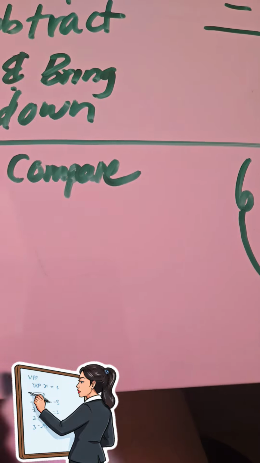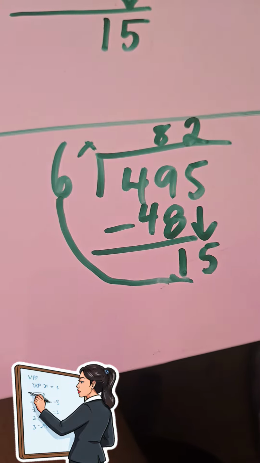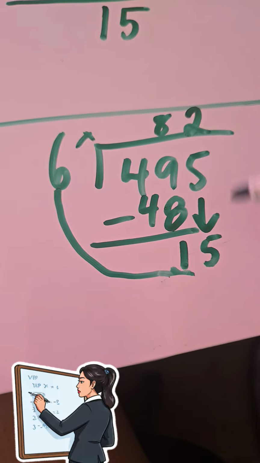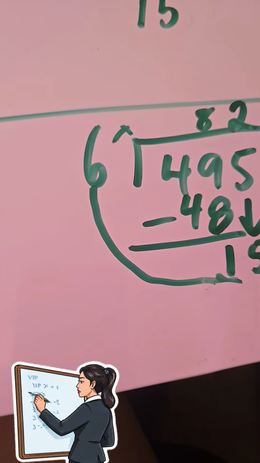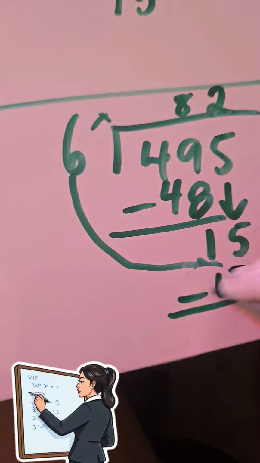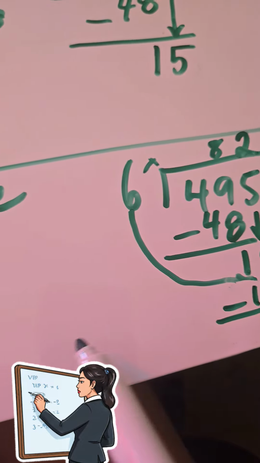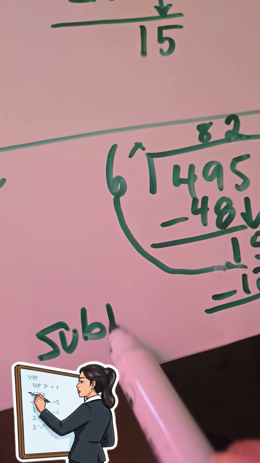Now in the following step, we're comparing the 6 and the 15. 6 goes into 15 at least 2 times, so 2 times 6 is going to be 12. Now we're going to subtract. That is the next step. Subtract.